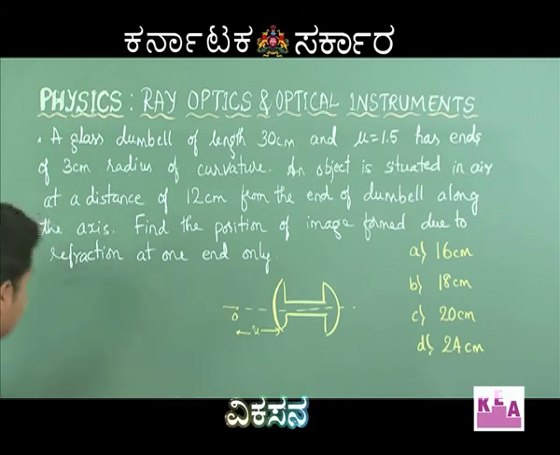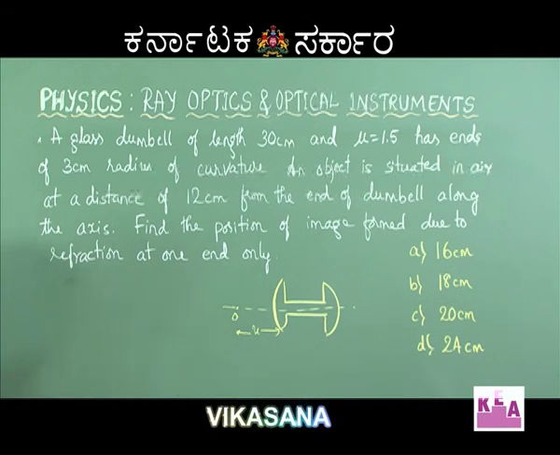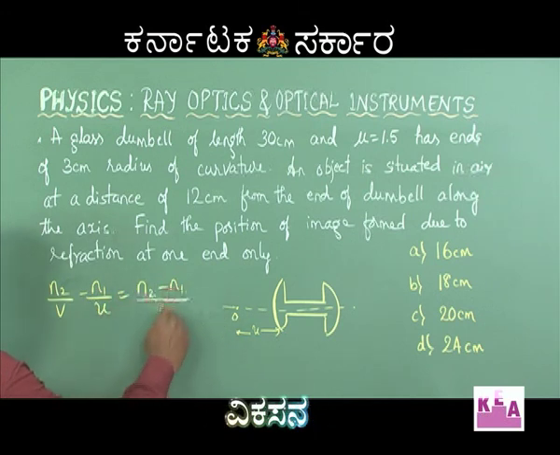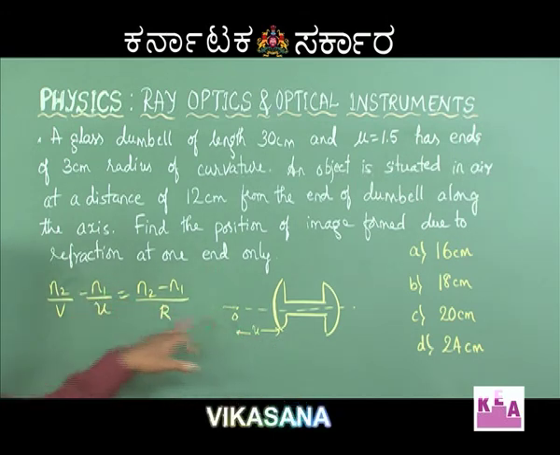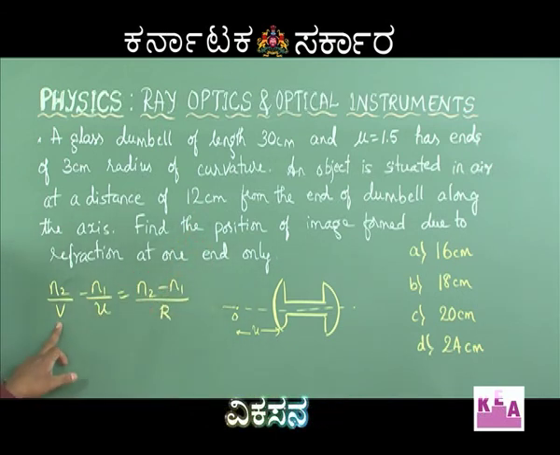So let us take up the refraction through spherical surface related formula, which is n2 by v minus n1 by u is equal to n2 minus n1 by r, where n2 is the refractive index of the second medium, n1 for first medium, R is the radius of curvature. U is given to be 12 centimeter. Find out the position of v. It's a simple problem, right?